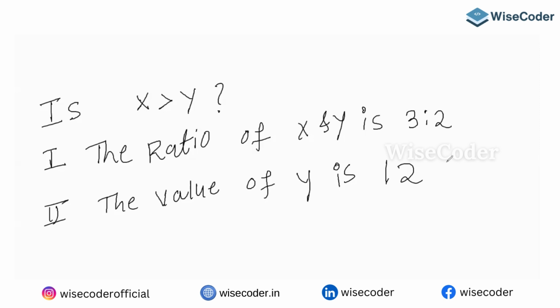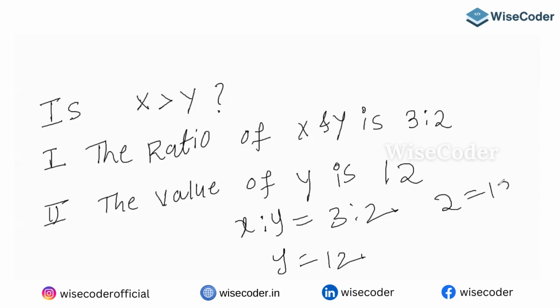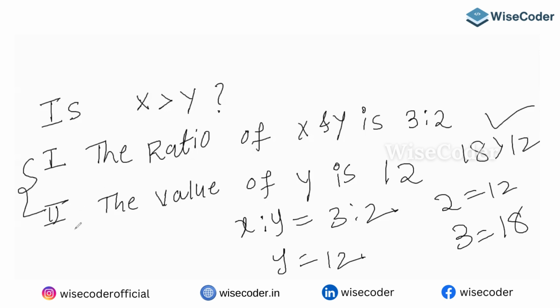Okay, now combined together. Yes. In the first one, I know X is to Y is equal to 3 is to 2. From the second, I know Y is equal to 12. So now I can say 2 parts is equal to 12. I want 3 parts. Then 3 parts is equal to what? 18. So can you say 18 is more than 12? Yes. When you know both statements, then what is the answer? Choice 3.